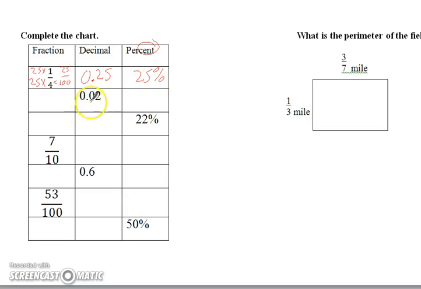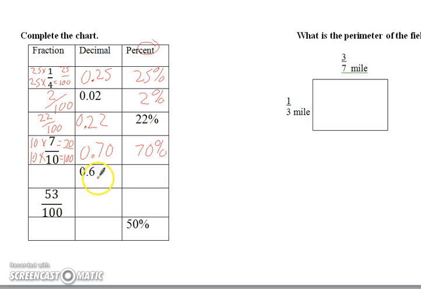Over here I see this looks like 2 cents. So that would be 2%, and 2% means 2 out of 100. 22%, 22 out of 100. It's also like saying 22 cents. 7/10 doesn't have 100 for the bottom, so I'm going to take it times 10, times 10, 70 hundredths, and 70%.